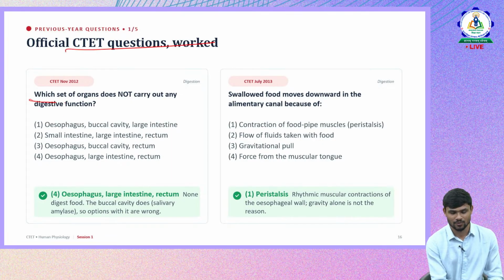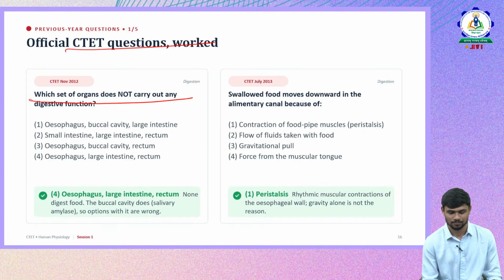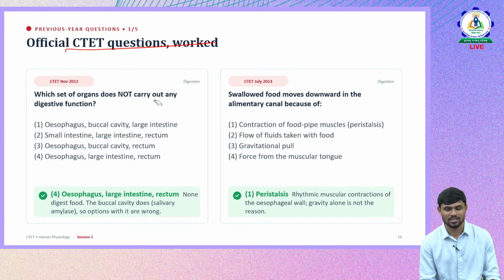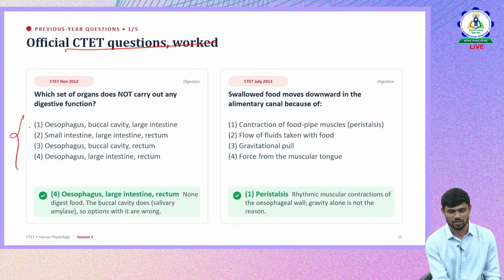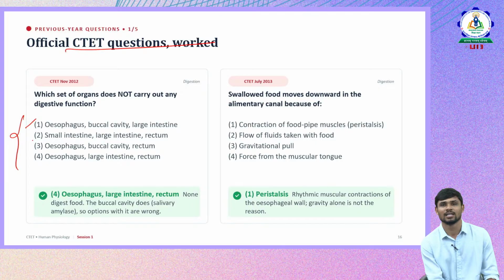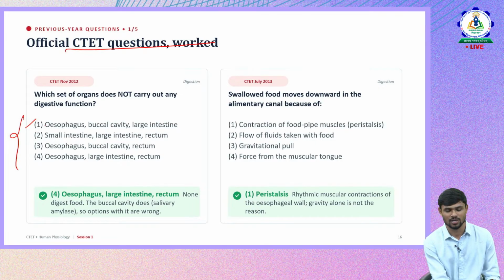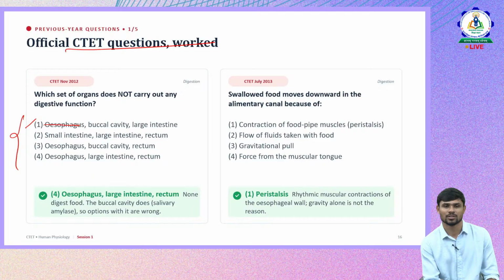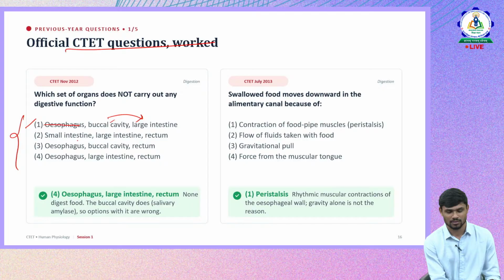So which set of organs does not carry out any digestive function? They are asking which organs do not carry out any digestive function. So they gave options. The first option is esophagus, buccal cavity, large intestine. Definitely we know it is not the esophagus that carries digestion, but the buccal cavity does.